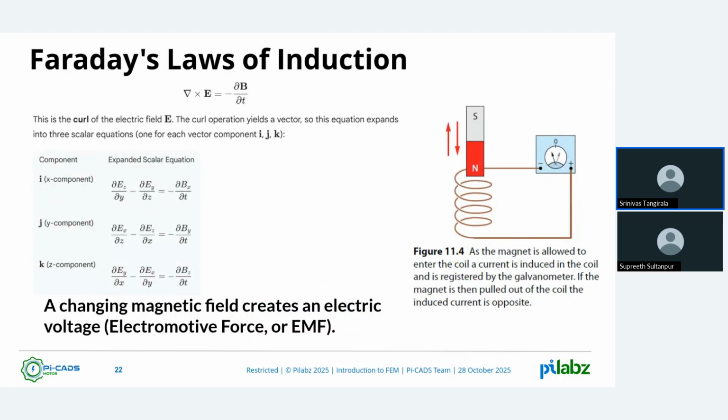Then we come to Faraday's laws of induction. Induction is when one field creates another field, like a changing magnetic field. ∂B/∂t, what does it represent? It represents the change of magnetic field with time. So if the field changes, that change in the magnetic field results in an electric field. That is what these equations mean.